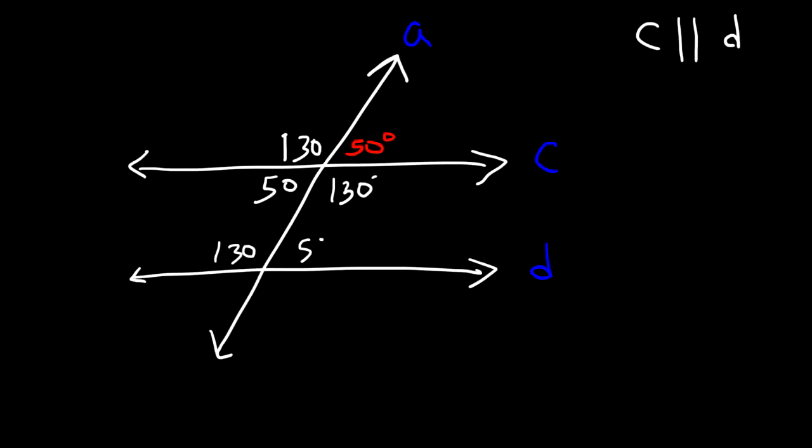Angle 5 is an alternate interior angle with respect to angle 2. Alternate interior angles are congruent, so angle 5 is also 50 degrees. I think we call this angle 6, which is a vertical angle with respect to angle 5, so that's 50. And angle 7 is a vertical angle with respect to 130, so that's also 130. And so that's basically how you can solve that.